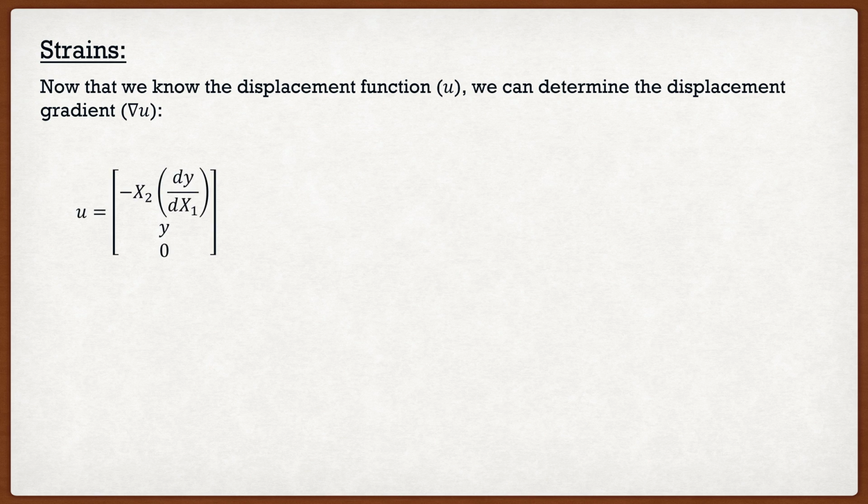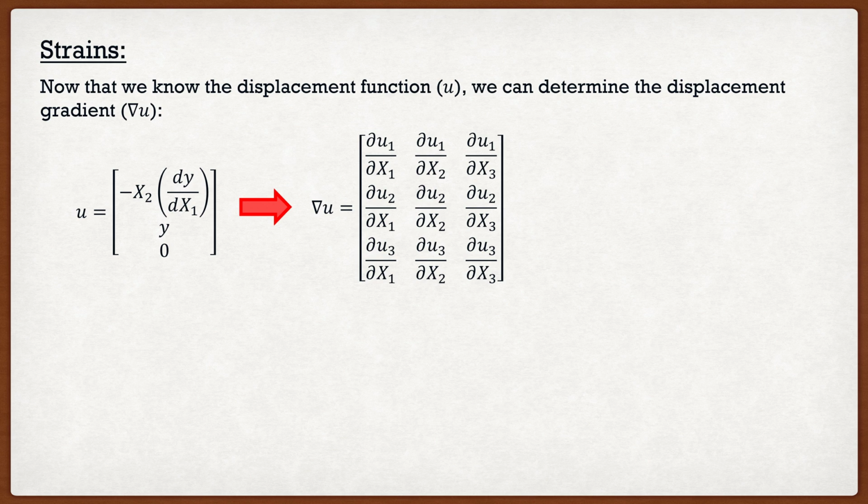Just to recap, in the last slide we found our displacement function u, which is negative x2 times theta, but we said that theta is the first derivative of the deflection function, and then the second component is simply y, and the third component is going to be 0. From there, we can substitute that into our displacement gradient. I was going to say strain tensor, but we're not there yet. I'm a little premature at that mark, so back it up a bit.